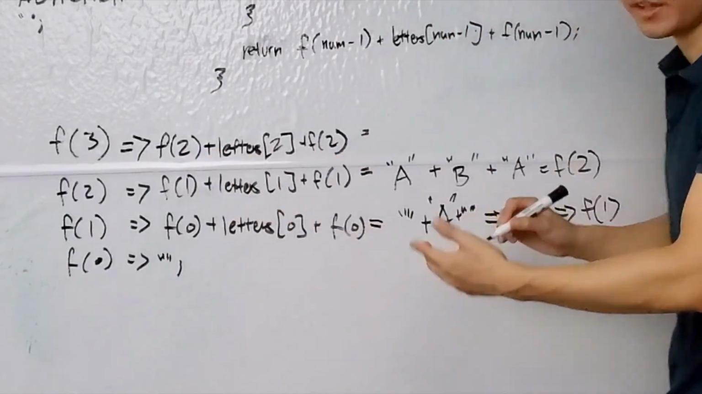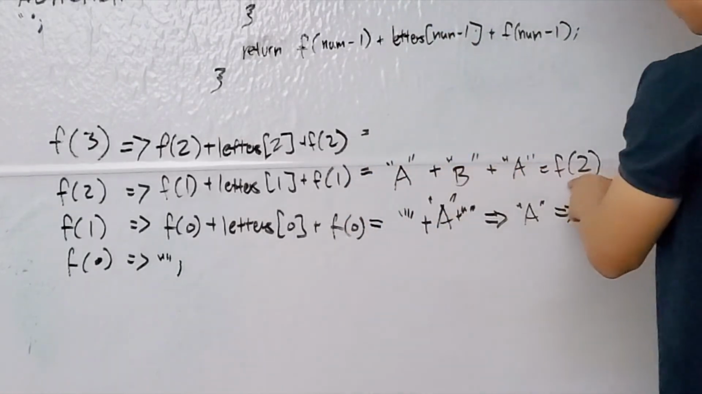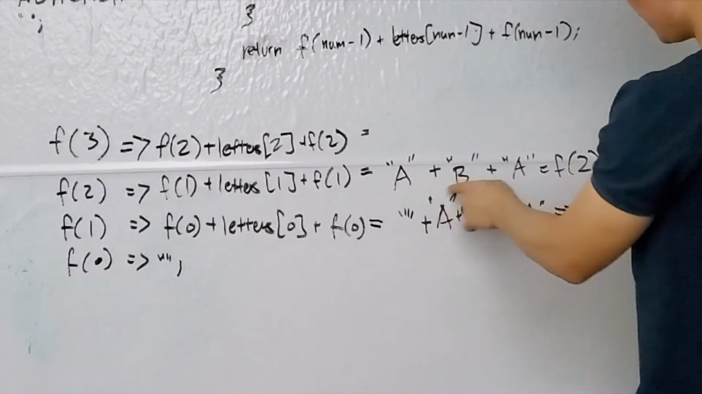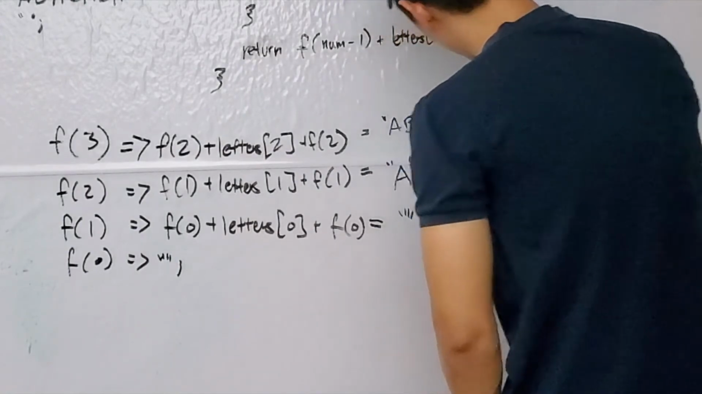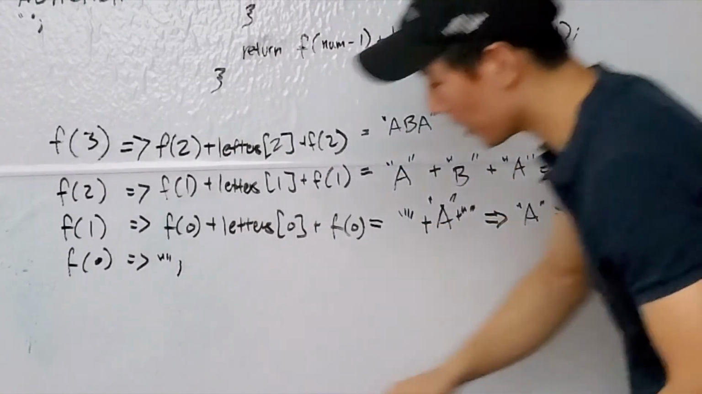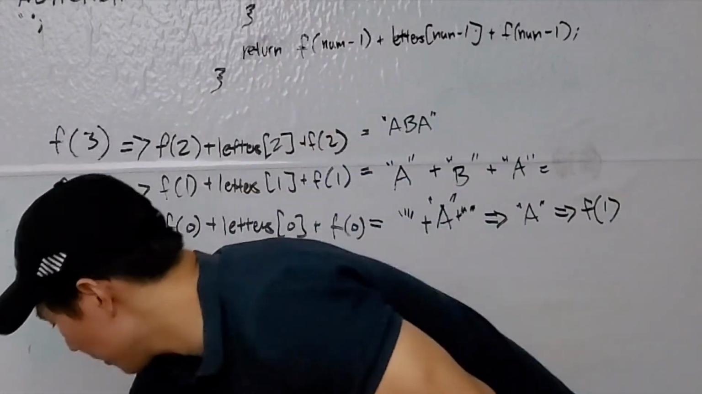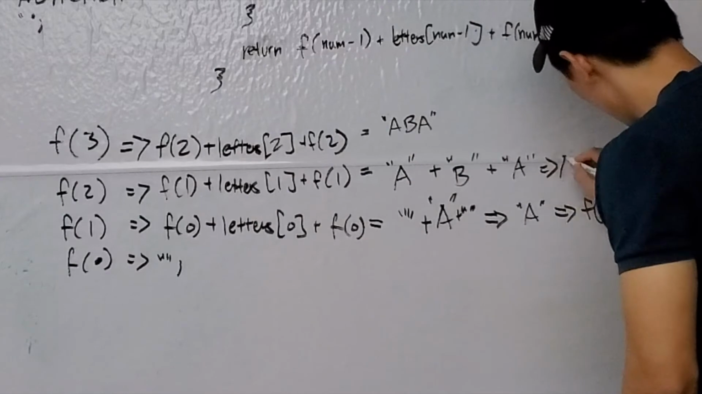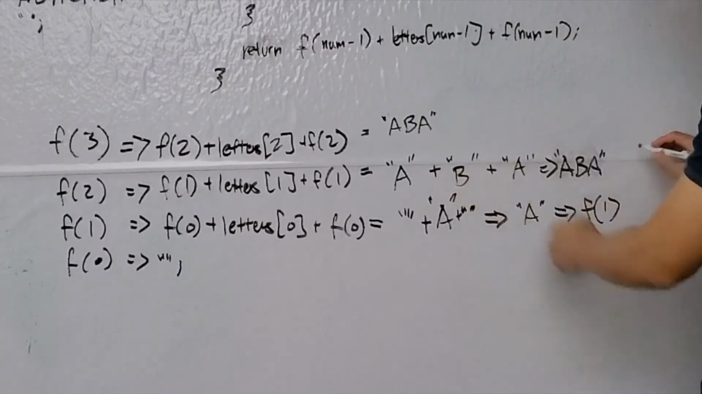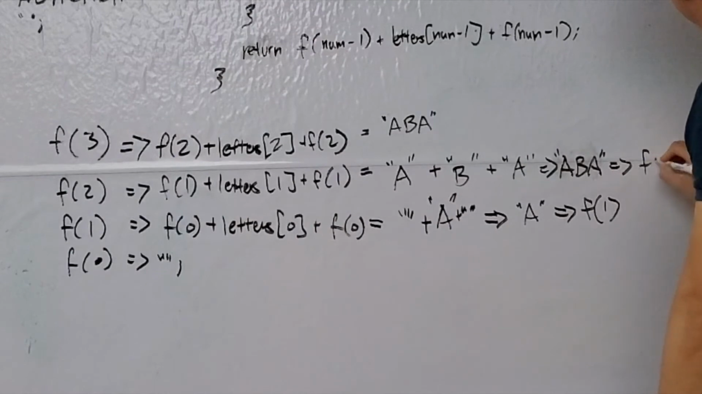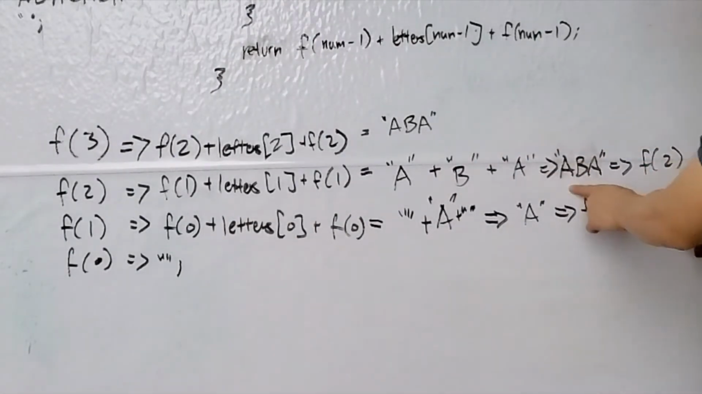Now we know f of 2, and this is the action of it bubbling up. This is what actually happens in our code. And so what is f of 2? It is ABA. And this one, I forgot to resolve it. ABA. It turns into this because we add the strings. F of 2, hopefully you can see that. And so f of 2 is ABA.